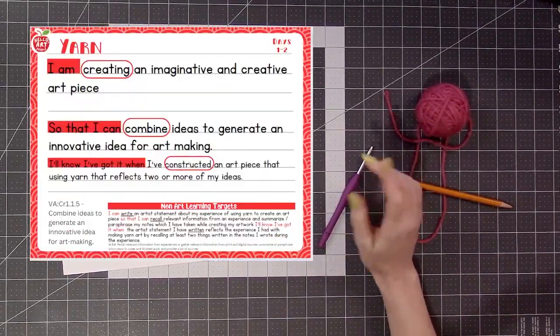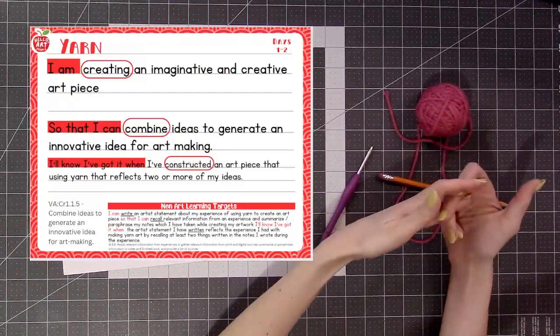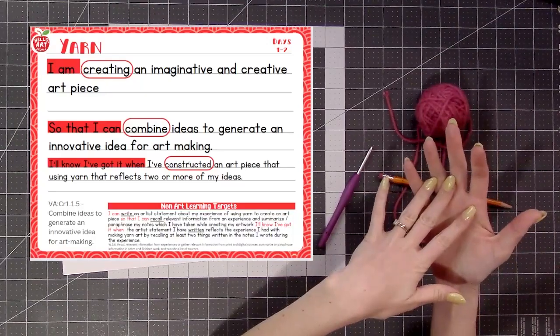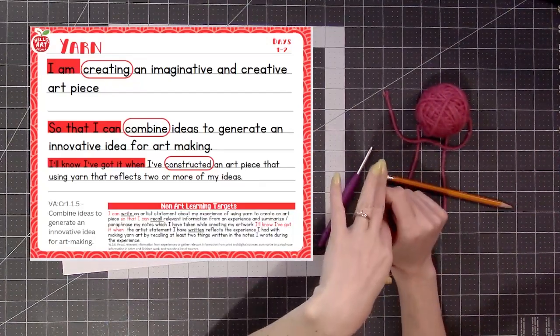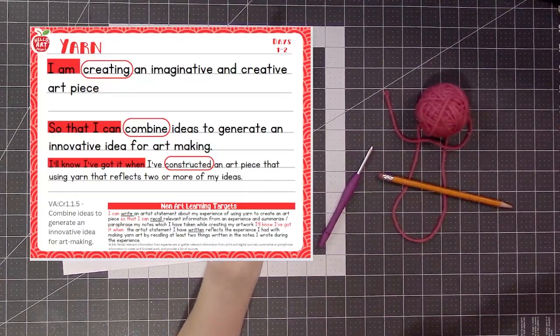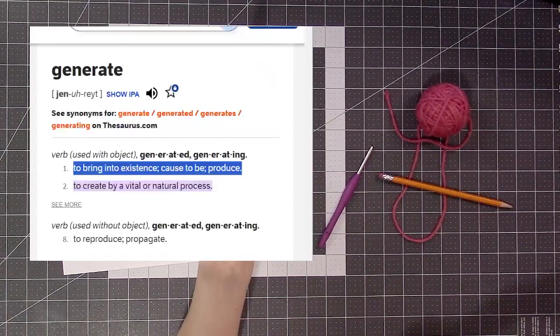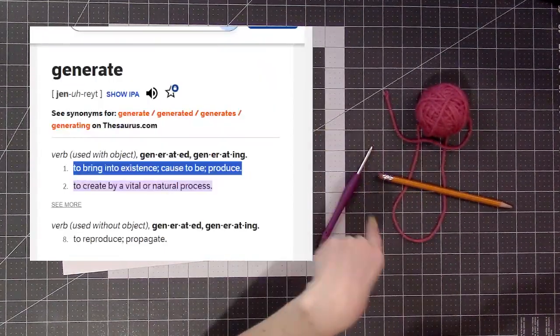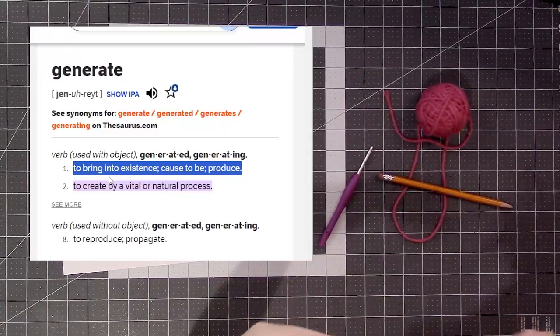I am creating an imaginative and creative art piece so that I can combine ideas. What does combine mean? Yeah, to put together. To generate, what does generate mean? To bring into existence, to cause it to be, to produce it. So it's kind of like another word for creating it.